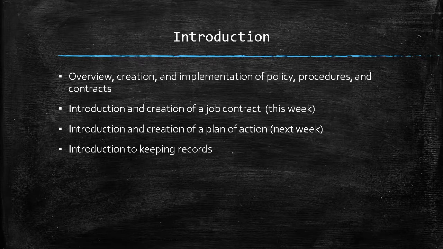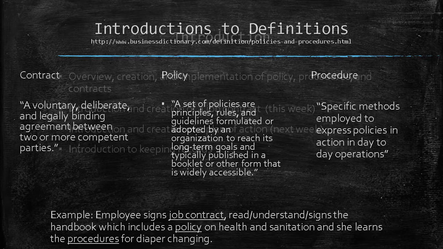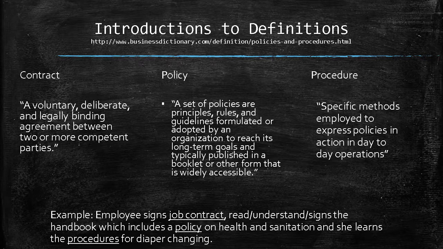So today we're going to be looking at the creation and implementation of policies, procedures, and contracts. We're going to introduce and create a job contract, and we'll also have an introduction to keeping records. We will talk about this later in class when we're getting ready to assemble our director's file. We'll go over things that you need to keep on file for all your employees, but I will talk about it a bit. This whole PowerPoint is really just to give you more information and an introduction to creating policies, procedures, and contracts, or anything related to policy creation when we're looking at staff supervision and evaluation.